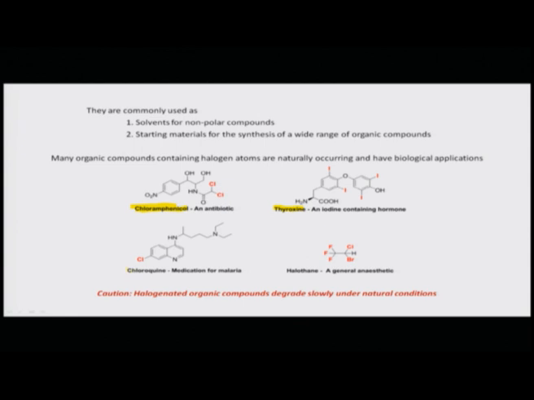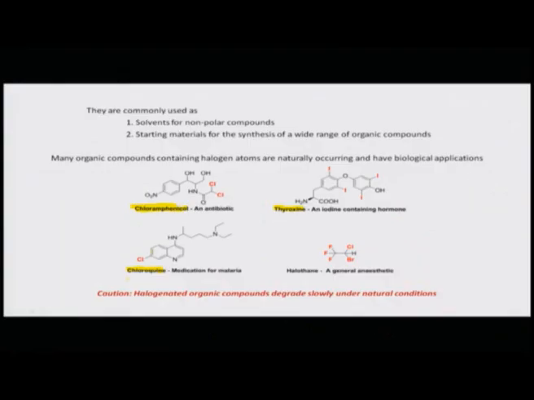The third example is chloroquine. This is used as a medication against malaria. It is taken in advance to prevent getting affected by malaria, or it can also be used as a drug. So this has a chlorine atom that is attached to an aromatic ring. Although, as you see, this compound has 2 rings attached, the chlorine is attached to one of the aromatic rings, so it is an example of a haloarene.